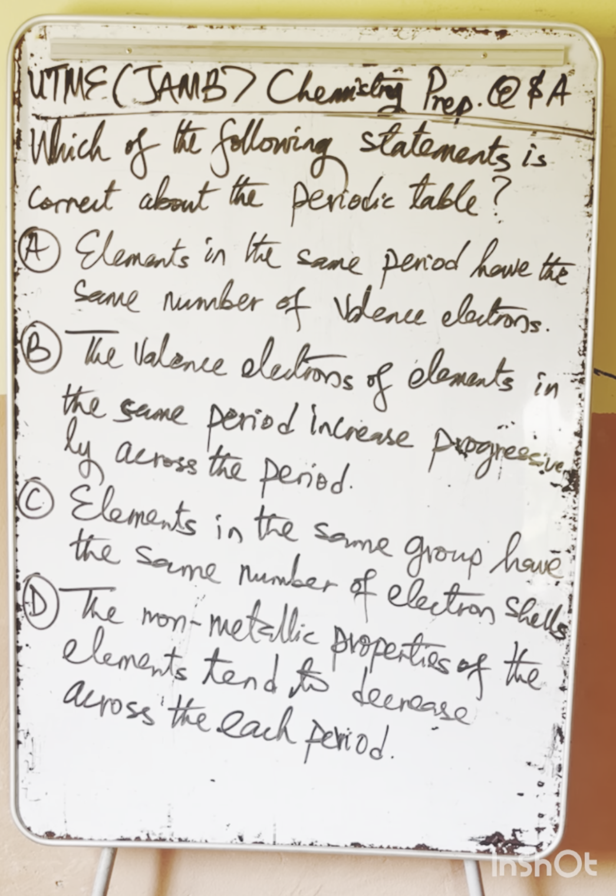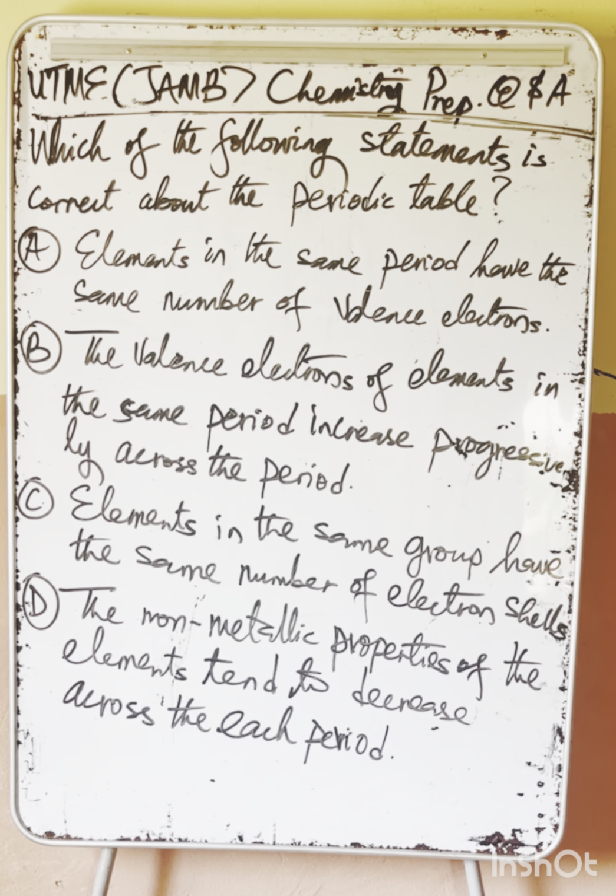B, the valence electrons of elements in the same period increase progressively across the period. That is true. What do they mean in number B? If you observe the periodic table from left to right, from left we have groups 1, 2, the D block elements, then group 3, 4, 5, 6, 7, and 0 or 8.